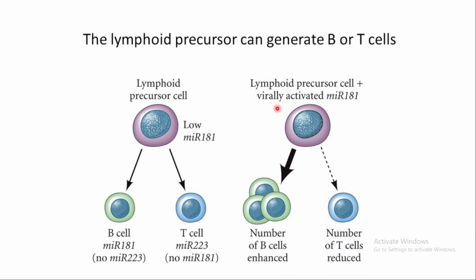But if we virally activate MIR 181, meaning we use a retrovirus to introduce MIR 181 into the lymphoid precursor cell, we have a larger number of B cells and the number of T cells is reduced, which is very obvious because MIR 181 promotes the proliferation of B cells, or the production of B cells from the lymphoid precursor cells, while the presence of MIR 181 will decrease the number of T cells. So if we experimentally increase the quantity of MIR 181 via viral infection, with a retrovirus carrying the gene for MIR 181, then we can see there is an increase in B cell number.